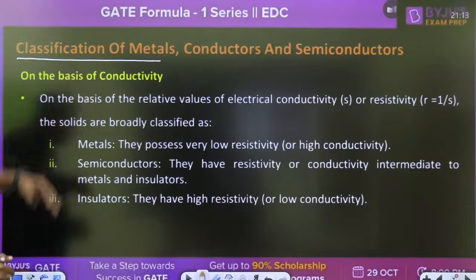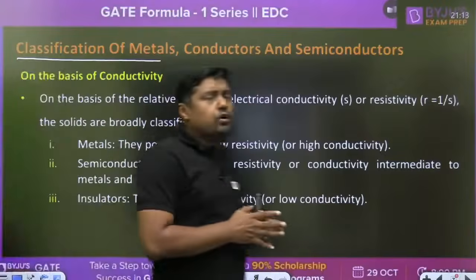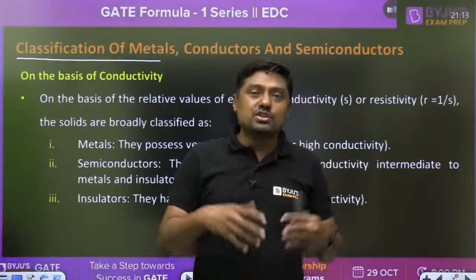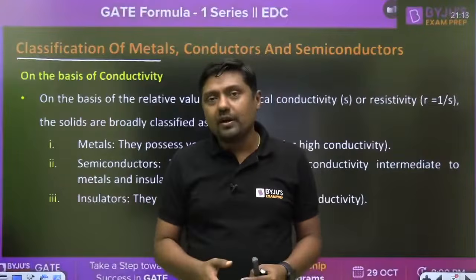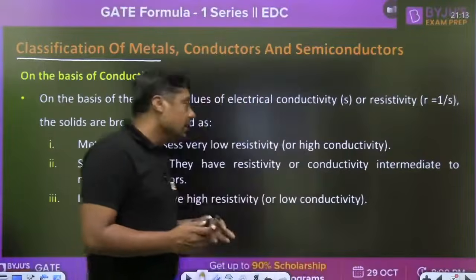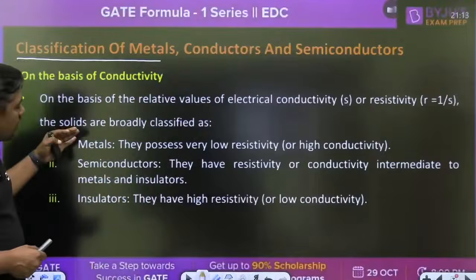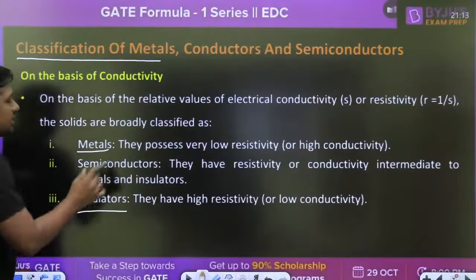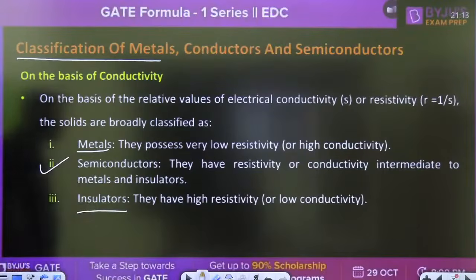Conductivity, on the basis of conductivity, as you know, the conductivity of metal is very high. The conductivity of insulator is what, 0, almost 0 and very low. And what about the semiconductor? The conductivity is between that of metal and that of insulator. That is called semiconductor. Very simple definition.